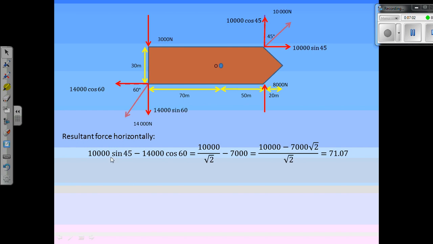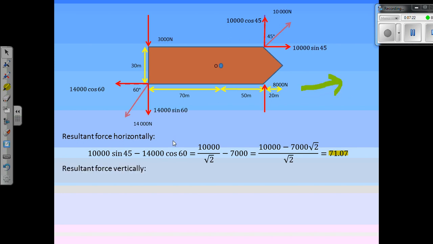Put that into a calculator. You get 10,000 over root 2 minus 7,000, and that eventually works out as 71.07. So the resultant force horizontally is 71.07 in the positive right direction.